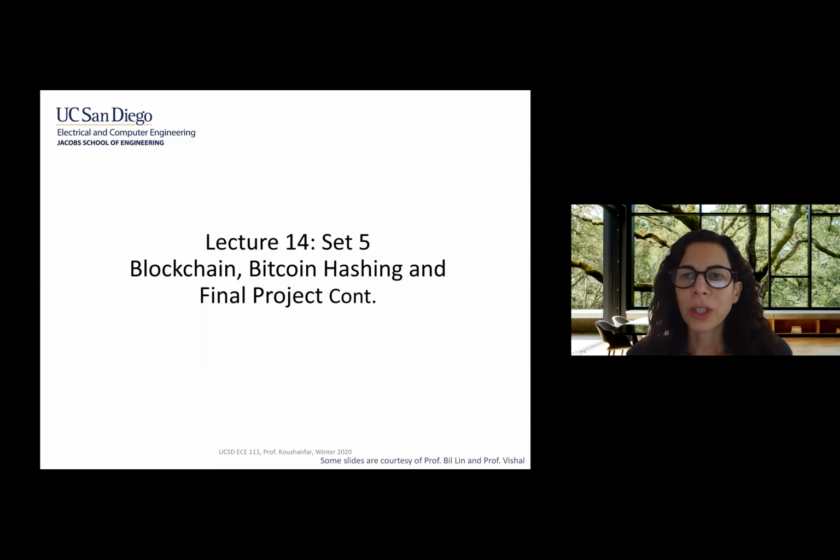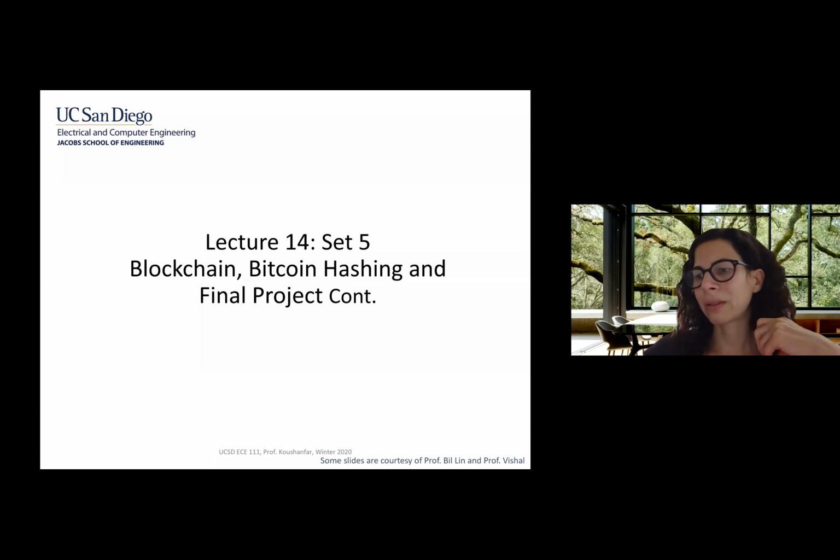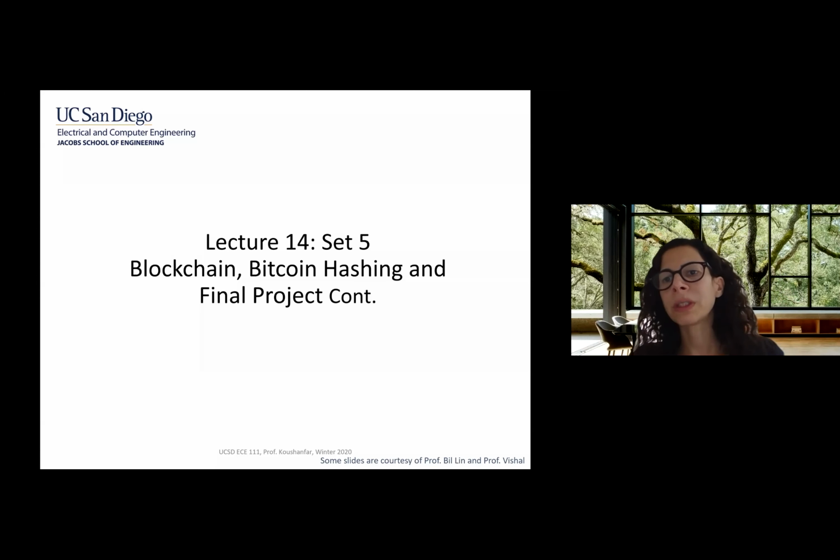We're going to continue talking about blockchains, Bitcoin hashing in the final project. One thing to remember is that this is actually building on the SHA-256 project that we have worked on earlier. So it would be really helpful, when we were talking about the optimization and the final project, if you have a presence of mind about what we discussed in SHA-256 and its rounds.